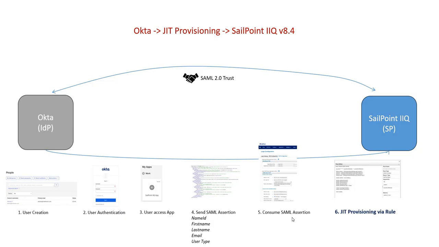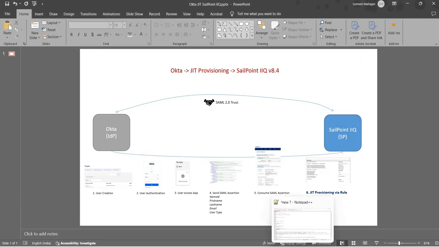The SP is then going to consume the SAML assertion with all the attributes, and after that we will see an example of just-in-time provisioning where I have written a custom rule which will create the user on the SailPoint side. So let's see how this can be done.